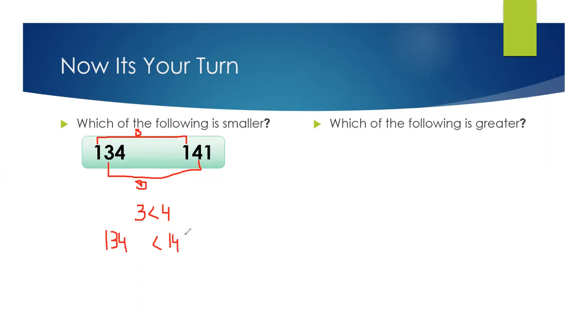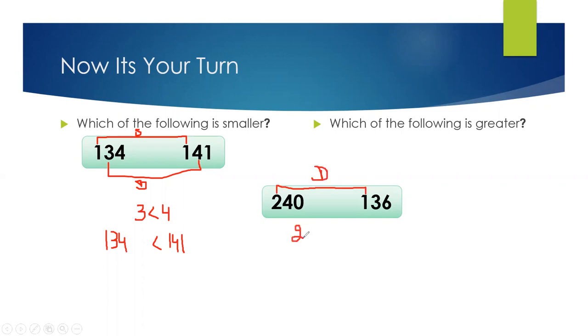141. Now move towards our second pair of numbers. Here we are having 240 and 136. Both are having same number of digits. So starting comparing from the highest place value digit, here we have 2, here we have 1. Both are different. And if they are different, we can see that 2 is greater than 1. And if 2 is greater than 1, then certainly 240 is also greater than 136.